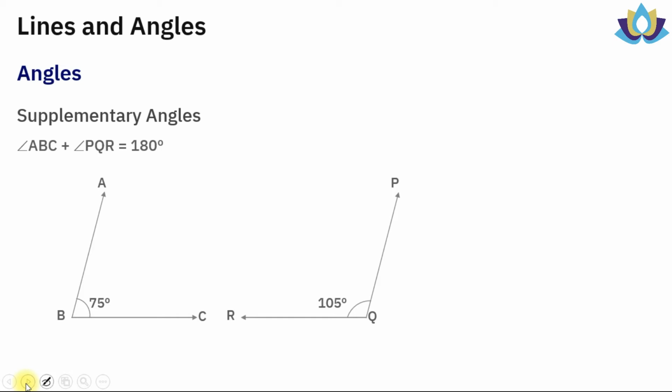So if the total measurement of any two angles, or if you can have three angles as well, is 180 degrees, then that is called a supplementary angle. So for the time being, this is a pair of supplementary angles.